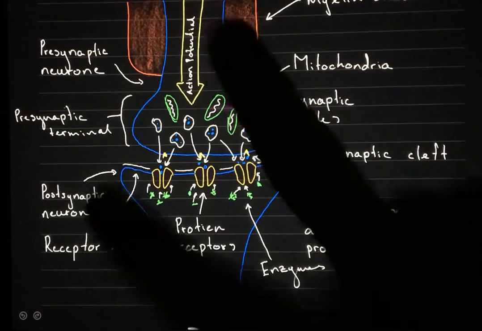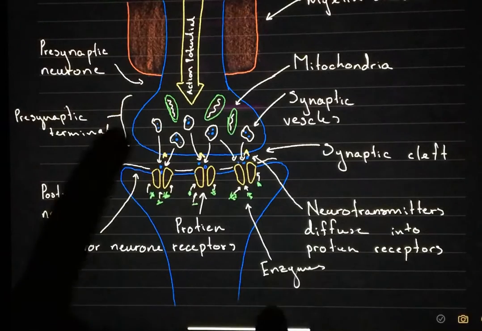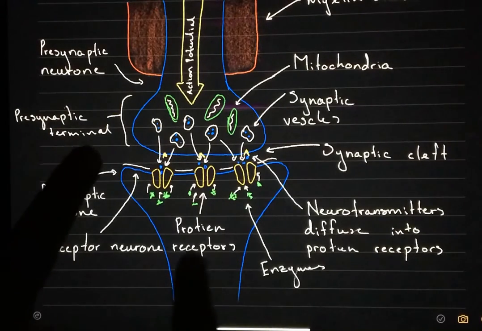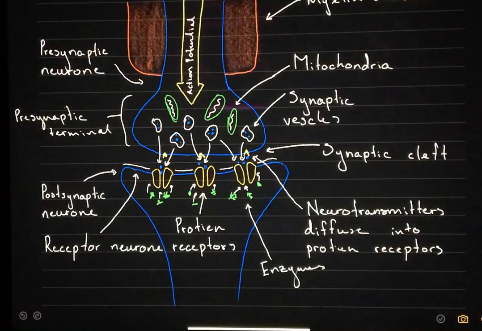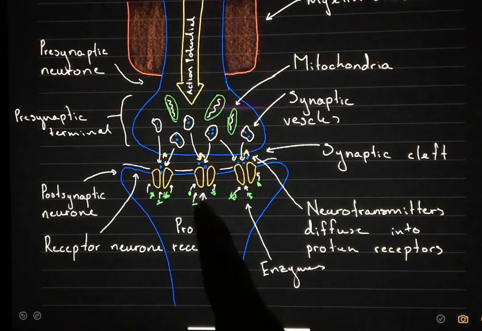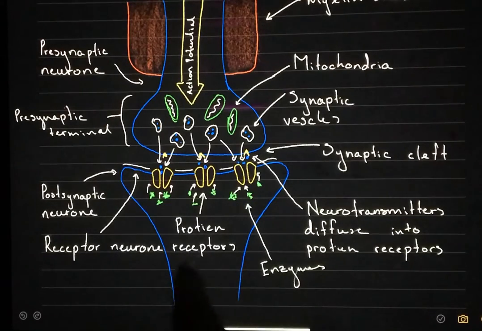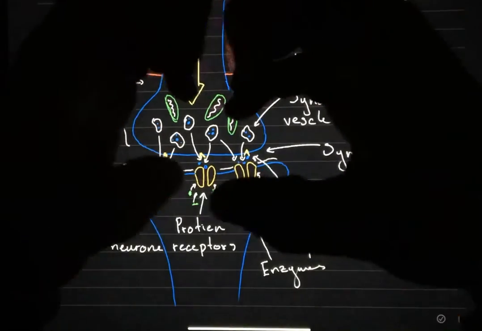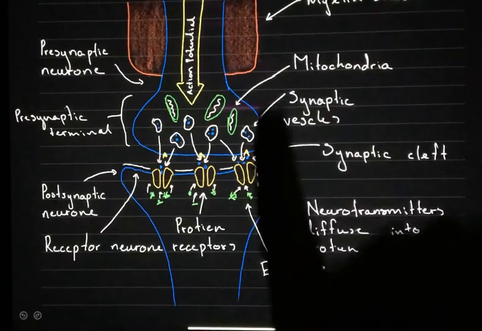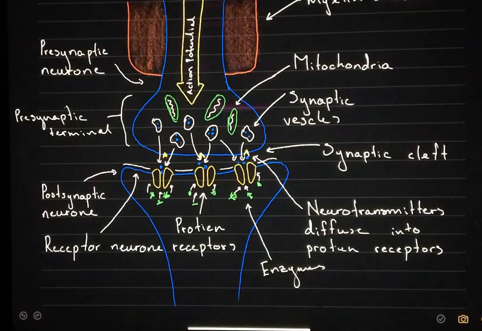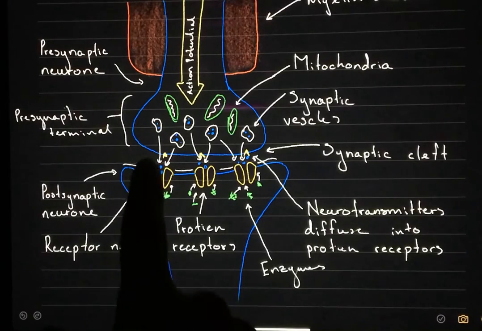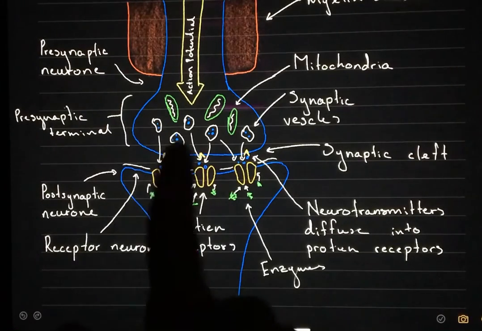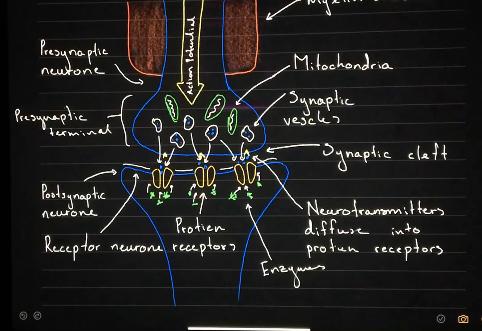This happens in two different ways. One, enzymes that are already stationed there simply degrade the neurotransmitters, or the second method is the protein receptors simply latch back onto them and release them out of the membrane, so out of the postsynaptic neuron, where they simply backtrack themselves and diffuse back into the presynaptic neuron, where they are stored back in the synaptic vesicles.